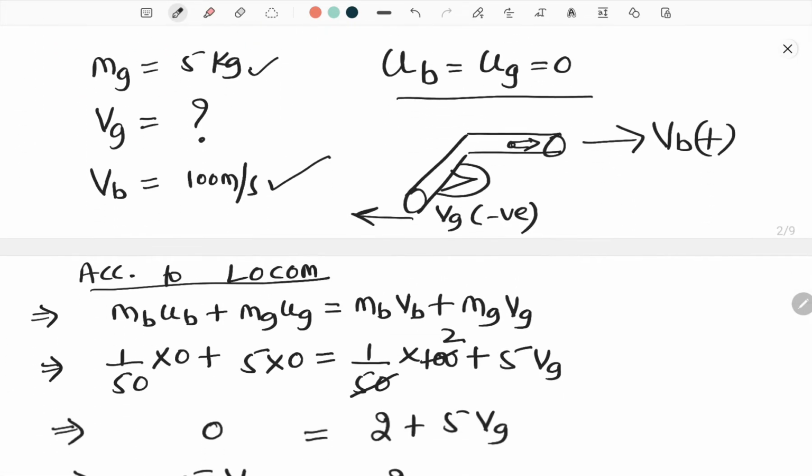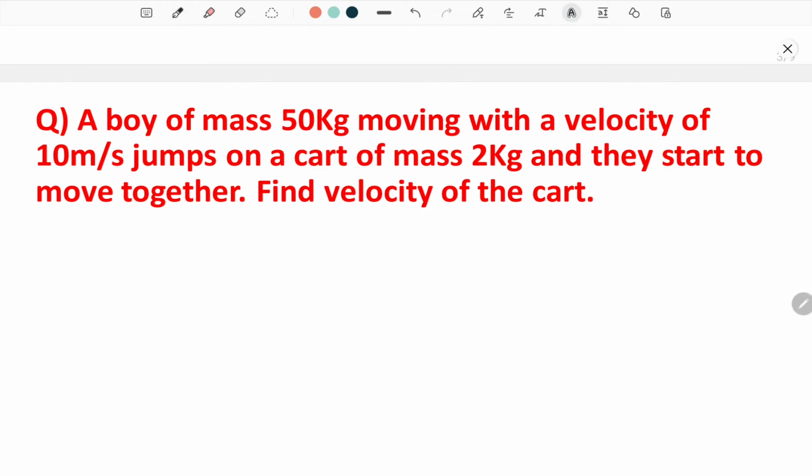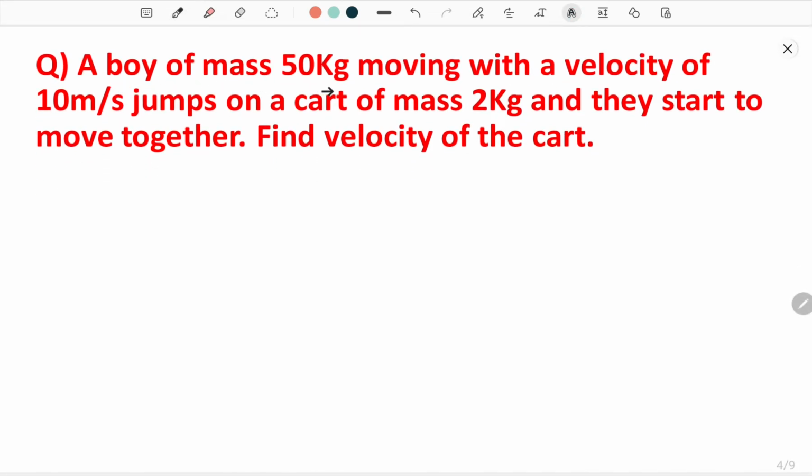All right, moving forward, let's get on to the next question. The question is like this. A boy of mass 50 kg, that means the mass of the boy is 50 kg, mb, or you can write it as m1. So m1 is equal to 50 kg. This is related to the boy.